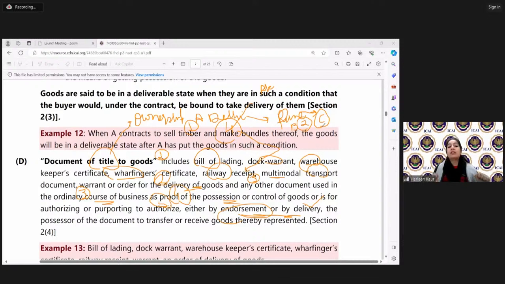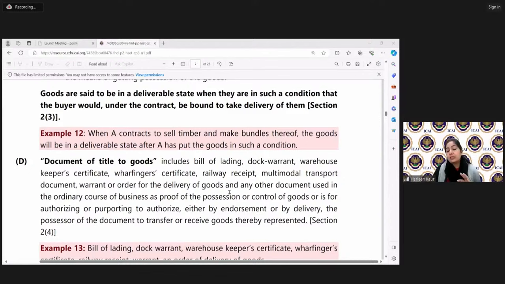So now Mr. C will go and get the goods collected. And without wasting time, Mr. B has made his sale without even actually receiving the goods. That is the meaning of endorsement.